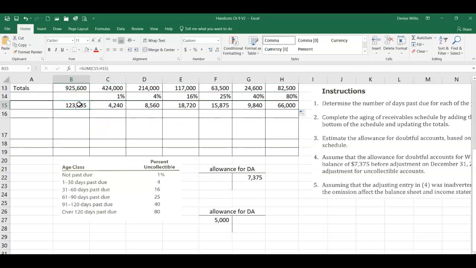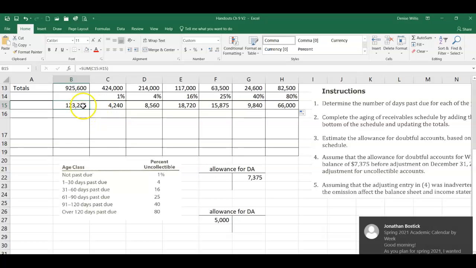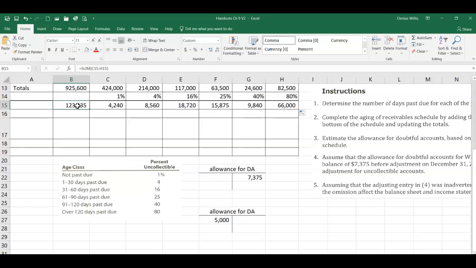Now I did have this, go ahead and sum up this number right here. If we were to take all of these numbers right here, that is the amount in total that we expect to not collect. Okay? So that should be the balance in our aging account. I should say that should be the balance in our allowance for doubtful accounts when we are done with our adjusting entry. Okay, so come back over here to the instructions.